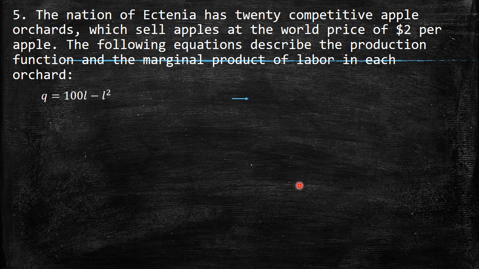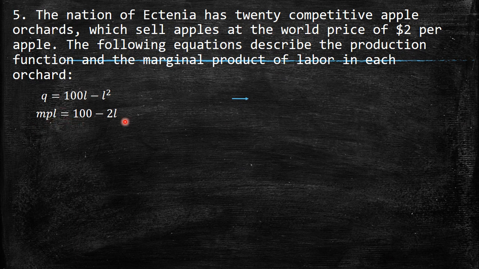So first, we have here Q. In the book, we have an uppercase, but I just put here a lowercase because this is the orchard. Okay, Q equals 100L minus L squared, because this Q is the quantity of apples by each orchard, and this L is the quantity of labor hired by each owner of an orchard. Then the marginal product of labor is provided, which is this one.